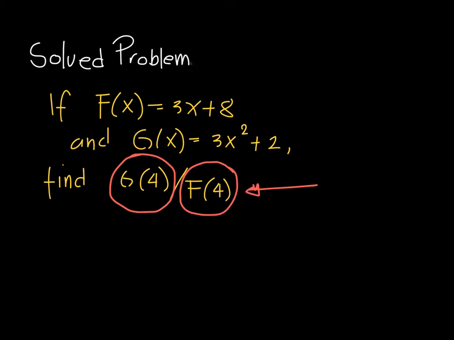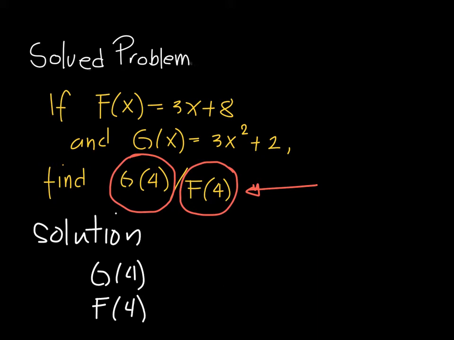So basically, what we will do, so let's write the solution, is to find what is g of 4 and what is f of 4. And you can even directly divide them if you want to. So g of 4 is the value when you substitute 4 on the x of g.